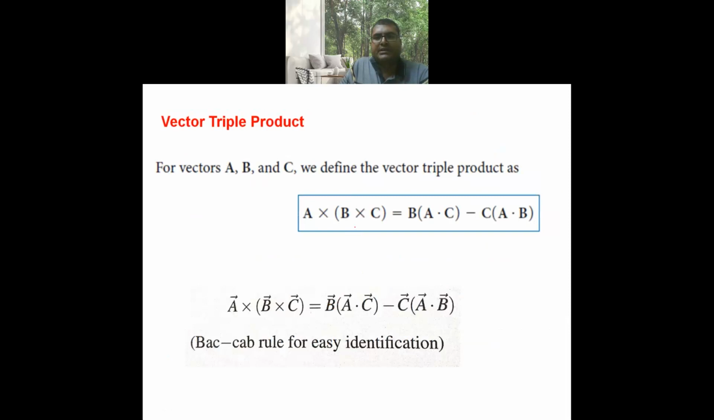Vector triple product. The vector triple product is represented by A cross B cross C, and its expansion is based on the BAC-CAB rule for easy identification. Just follow the notation to remember the equation.